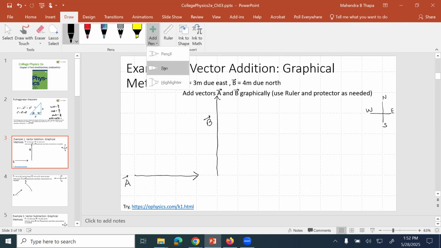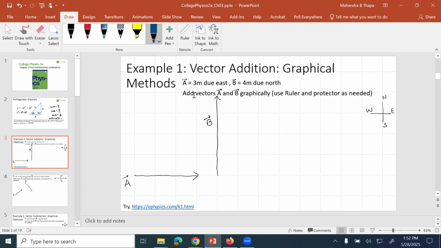So let's use a different color. I will pick vector A and draw exactly the same vector, same length, and parallel to vector A. So from previous videos, you know that this is the tail end of the vector. This is the tail end, and this is the head end of the vector. Okay, same will be true for vector B. This is the tail end. This is the head end.